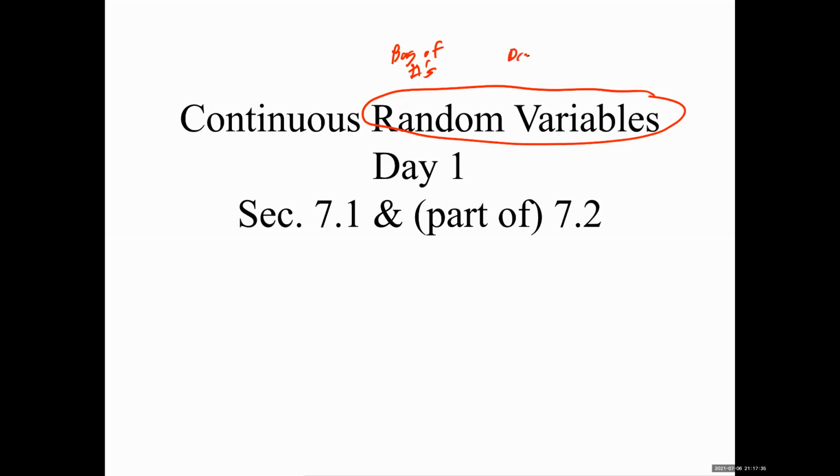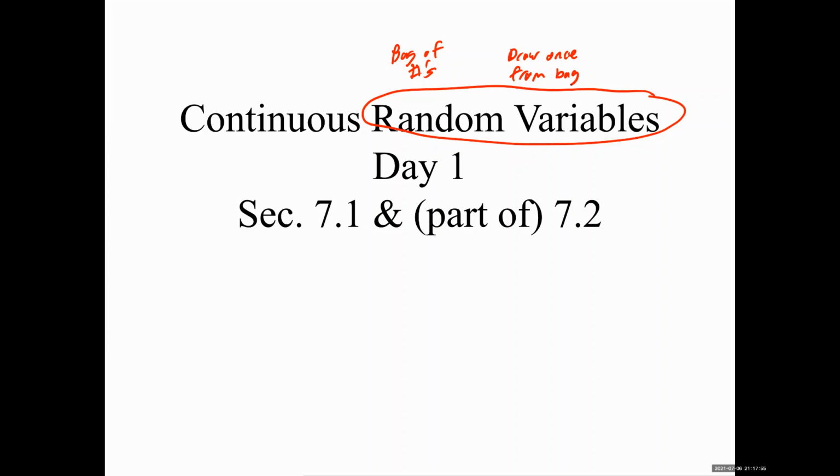What we're going to do is we're going to draw once from the bag. That's like every problem that we're going to do every time we have a random variable. There's a bag of numbers, and we're going to draw once from the bag. But the difference between chapter 7 and chapter 6 is chapter 6 was discrete random variables. Chapter 7 is continuous random variables.